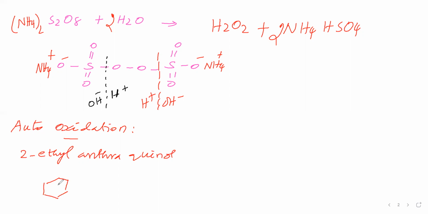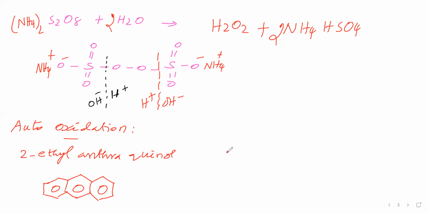That means this is benzene. This is naphthalene. This is anthracene. So now we got anthracene. What is meant by anthracene? Anthra is there here. Anthra means anthracene. Then we will see about this quinol.